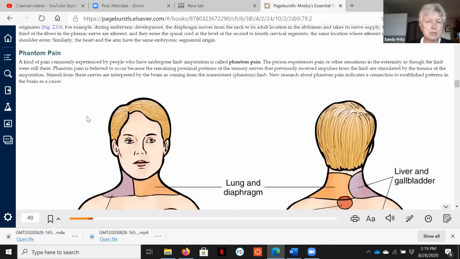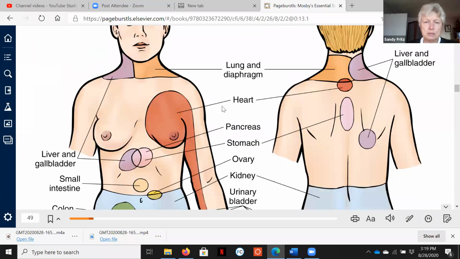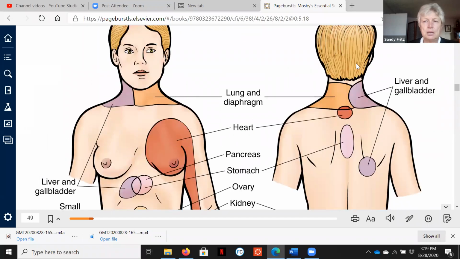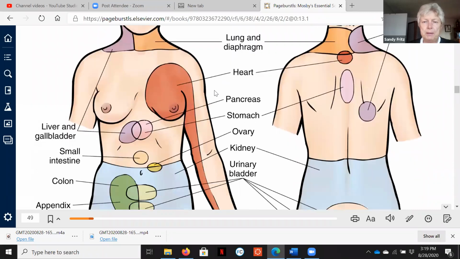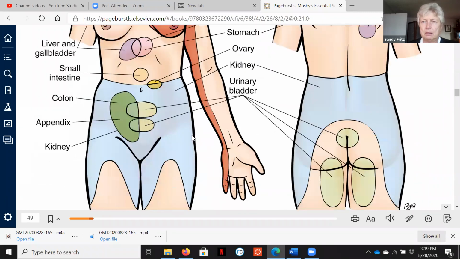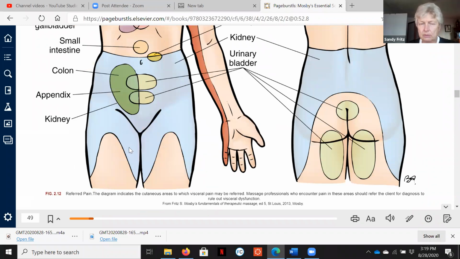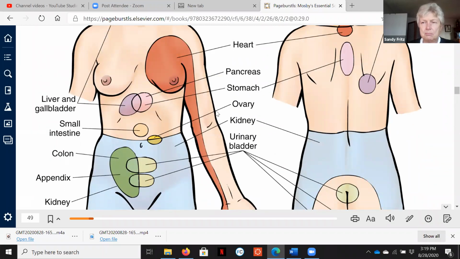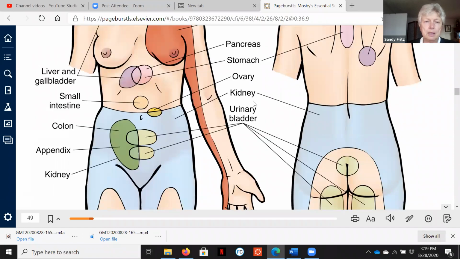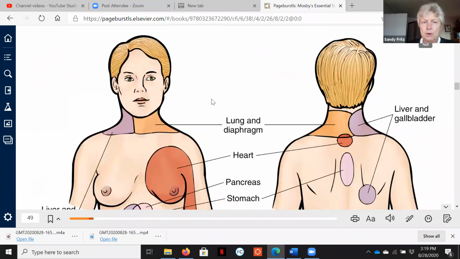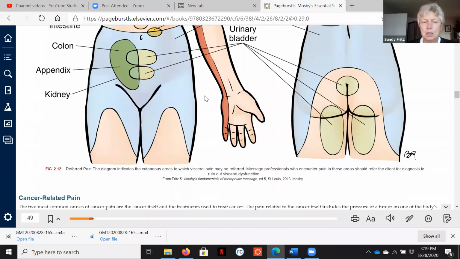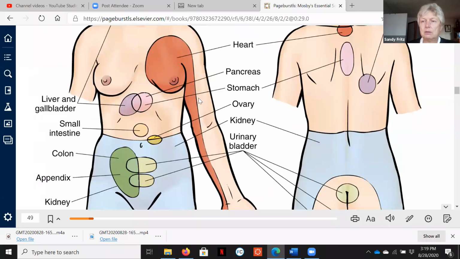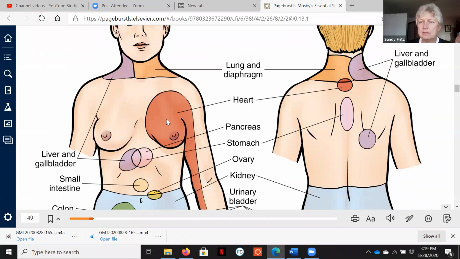compassion come in. Now, this chart is important. It is a visceral referred pain pattern chart, so that you can have an idea that maybe it isn't muscles, bones, and joints. Maybe it's organ related. And so this is another figure where it might be worthwhile to take a picture of it, or you can also buy charts like this so that you can have this handy.